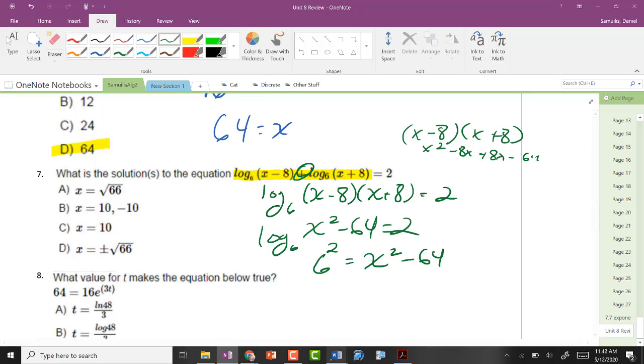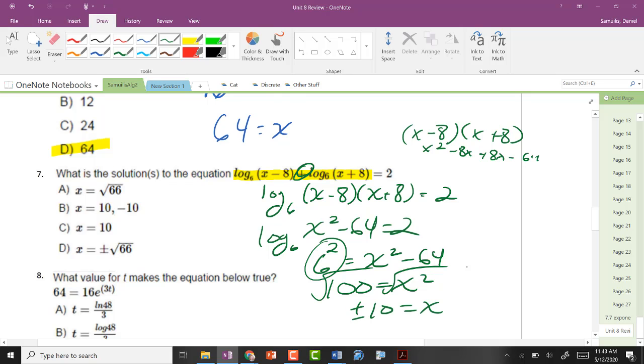This is 36. 36, add 64, you get 100 equals x squared. Technically, you should get plus or minus 10 when I take the square root of both sides. However, you cannot plug in a negative 10 into here because you get a negative. So the answer is just 10.